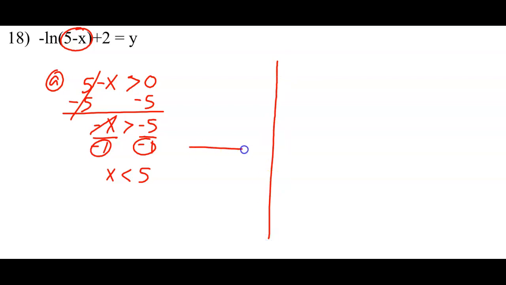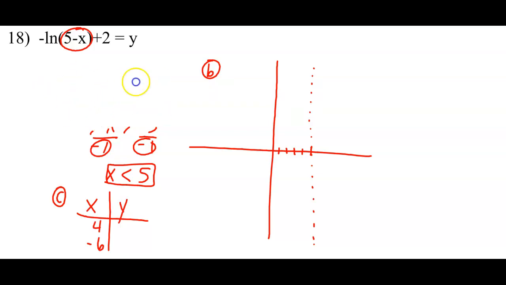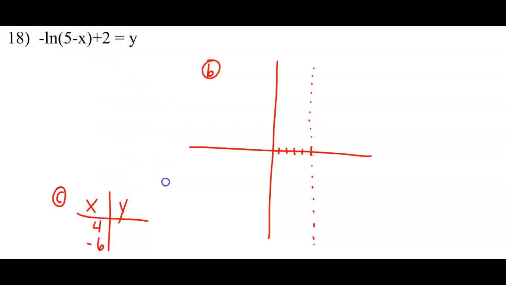Let's go ahead and do our little chart here. I'm going to put a vertical asymptote at 5. All right. Now we're ready to do a table. I want to pick a value of x that is less than 5, so let's say 4, and then I want to pick another number that's less than 5 that's 10 less than 4, so maybe like -6 would be a good choice. And then I'm going to go ahead and start plugging those values into the function they gave us so I can find the y value that goes with it.